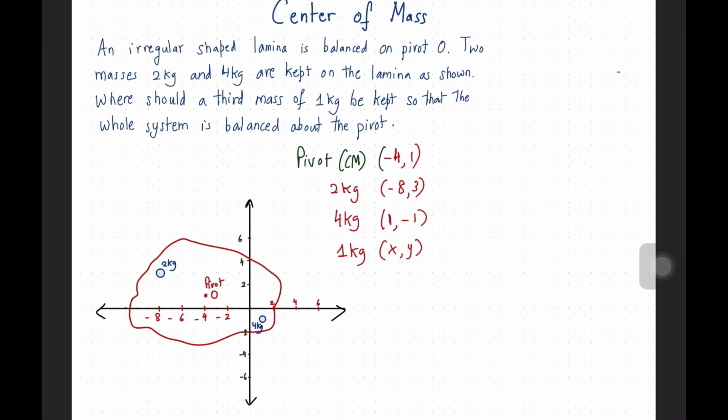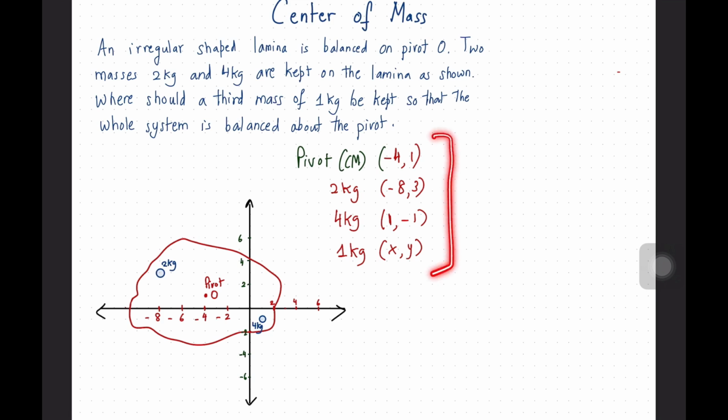In this problem, we are going to look at an irregular shaped lamina. Here an irregular shaped lamina is balanced at pivot O. The pivot is the point where it is balanced. That means that is its center of mass. And we know that center of mass is the point from where the weight of the object or the body seems to act. Now we have got two masses, 2 kg and 4 kg, which are also kept on the lamina. It's asking where a third mass of 1 kg should be kept so that we can balance the system again.